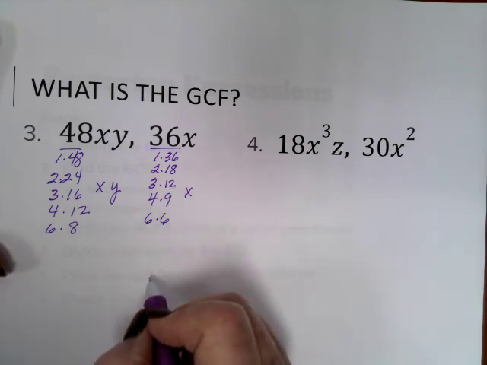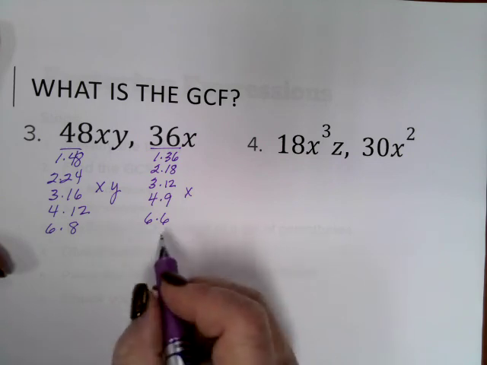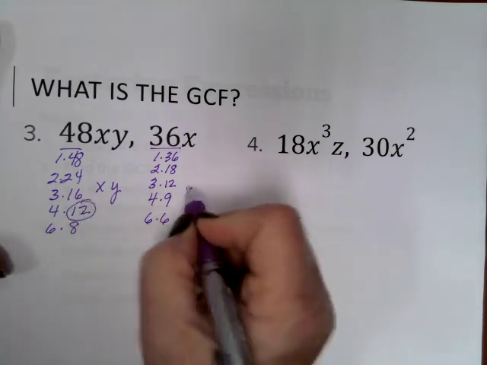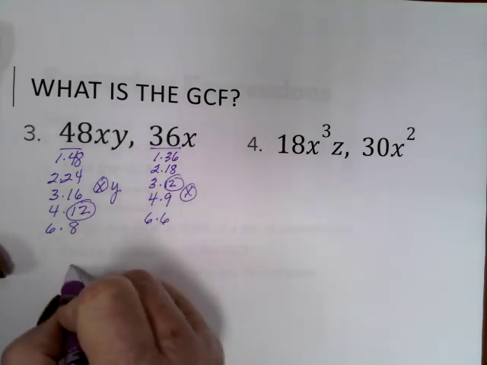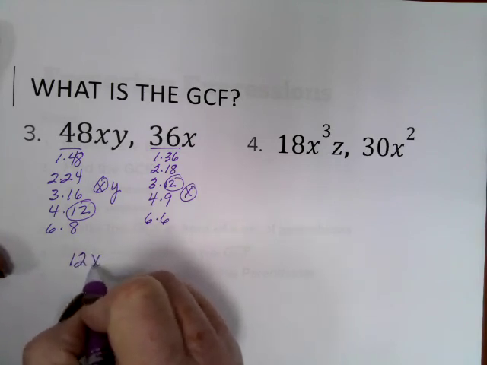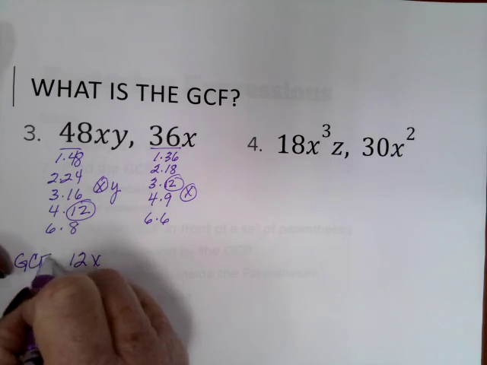Okay, what is the greatest common factor that they have? Well, it's 12 and an x. Do they have other things in common? Sure they do, but 12 is the greatest.